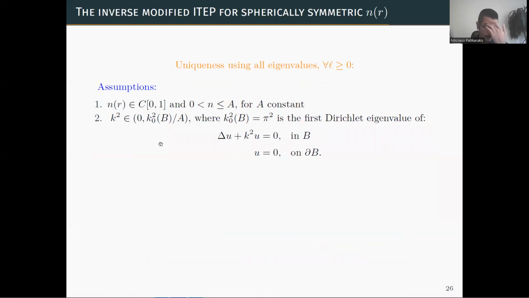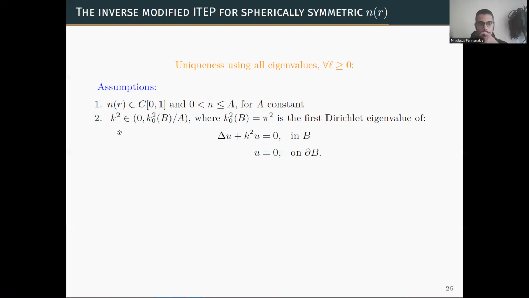And here we have to impose the following assumptions to proceed. First, as I said before, the refractive index is continuous, and we assume that it's bounded by a predetermined constant a. Maybe it wasn't a good notation. I don't want to get confused with the travel time we discussed in the beginning. It's just a positive constant.